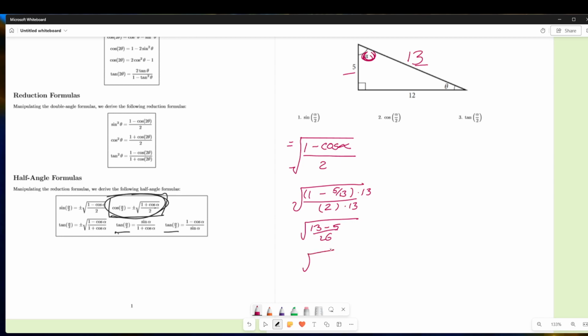Or the square root of, what's 13 minus 5? 8 over 26. Which will reduce to 4/13. And then I'm going to multiply by the square root of 13 to rationalize. Square root of 52 over 13. I know that rationalization happened fast, but that's your simplified version.